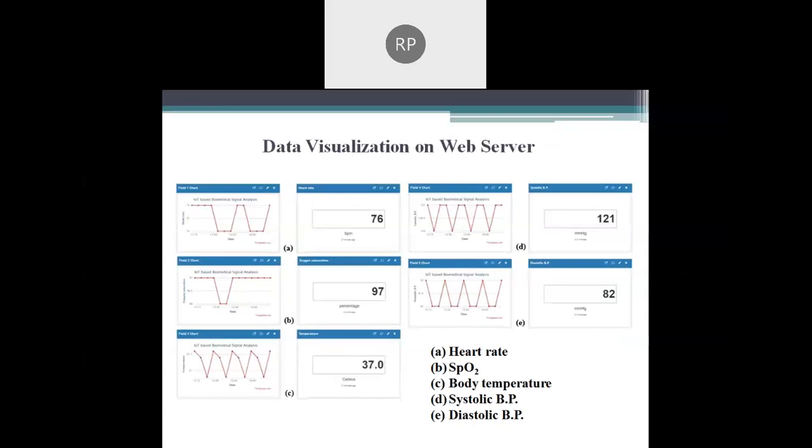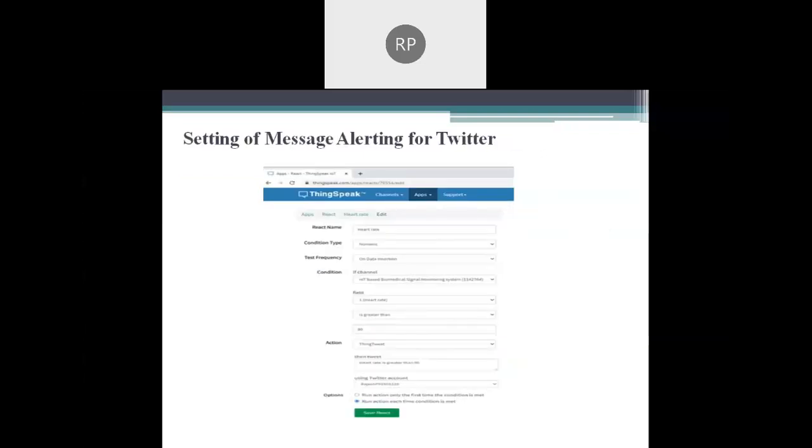So this is the data visualization on the web server of the ThingSpeak IoT platform. When the sensors are connected, at the present instant of time it displays the heart rate value, SpO2 value, temperature value, the systolic BP value, and the diastolic BP value. All these are indicated using the different charts provided in the ThingSpeak IoT platform. Next, madam.